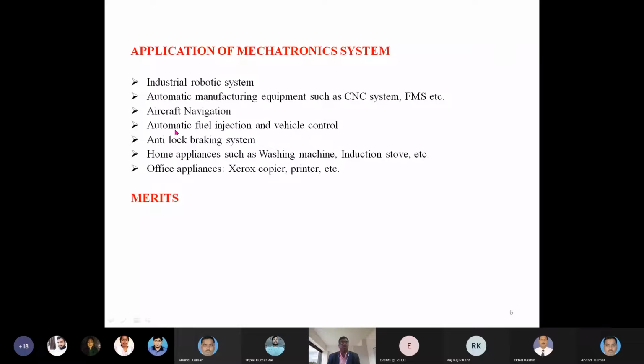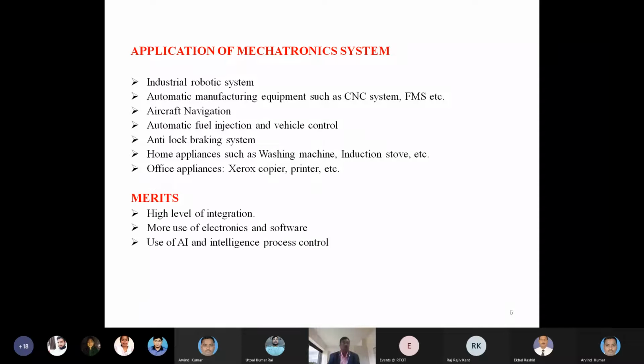And in the automotive sector, we have many applications: automatic fuel injection system, vehicle control and anti-lock braking system. And of course, home and office appliances, equipment like washing machine, induction stove, and office appliances like a Xerox copier and printer have become very common.